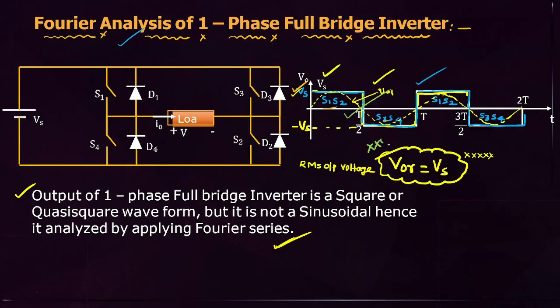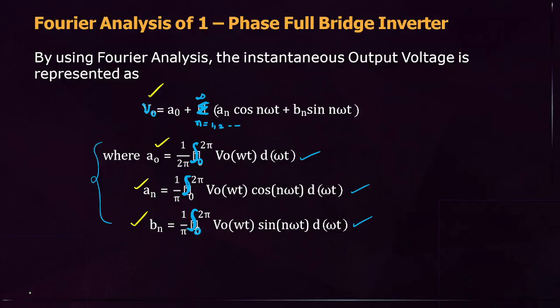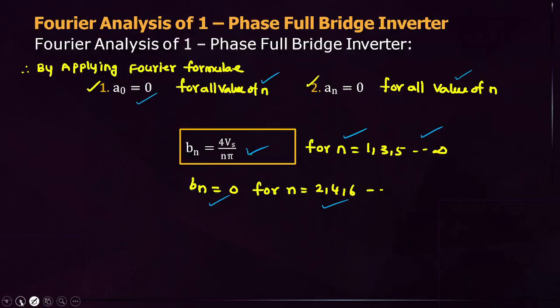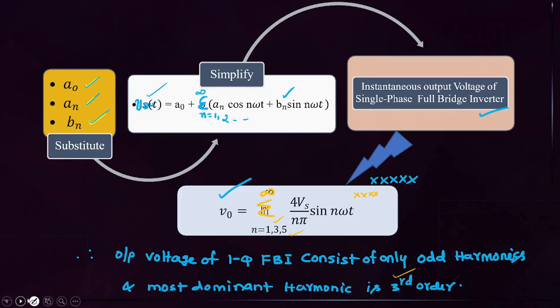The RMS value of output voltage is equal to Vs. Then if you apply the Fourier analysis, there are some formulas that are very important. By applying the Fourier analysis, for a square waveform, A0 is 0, An is also 0, and Bn equals 4Vs by n pi. Then by substituting A0, An and Bn in this formula, finally we get summation n equal to 1, 3, 5 up to infinity of 4Vs by n pi sin n omega t. This is a direct formula you can also expect in the GATE exam.